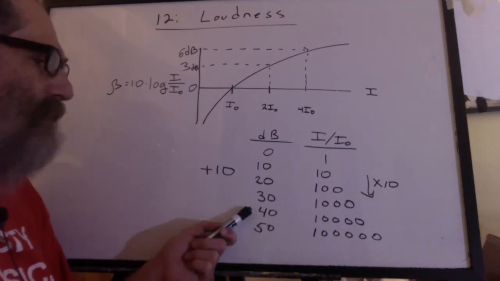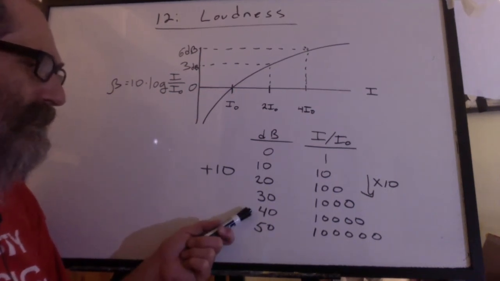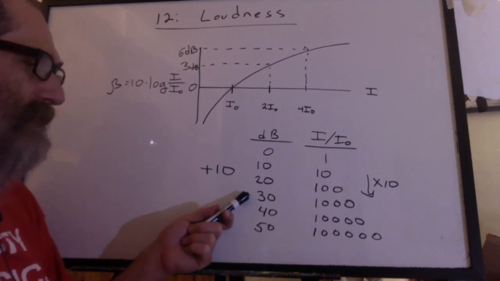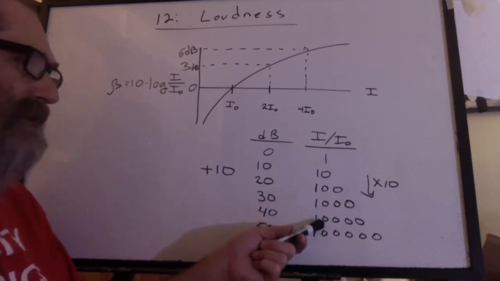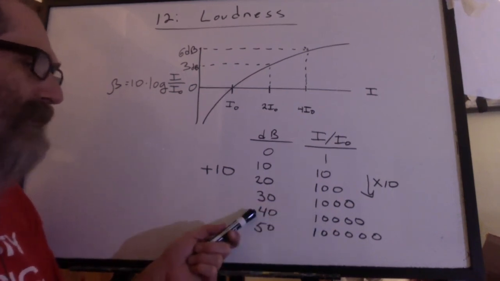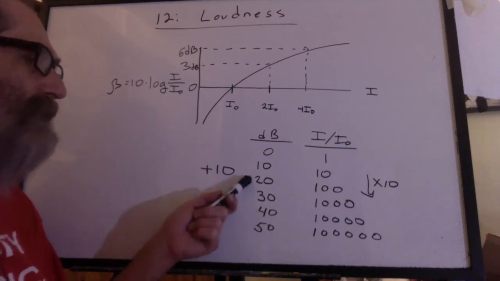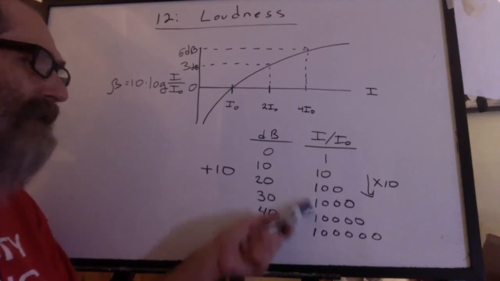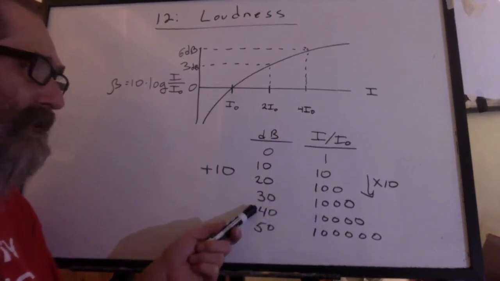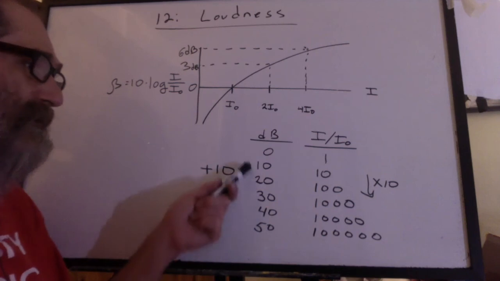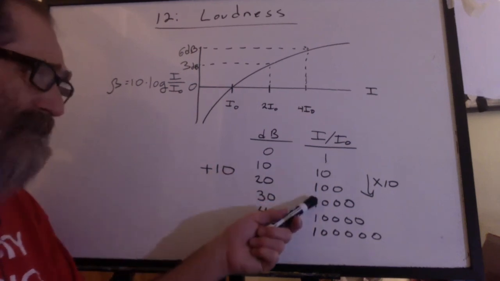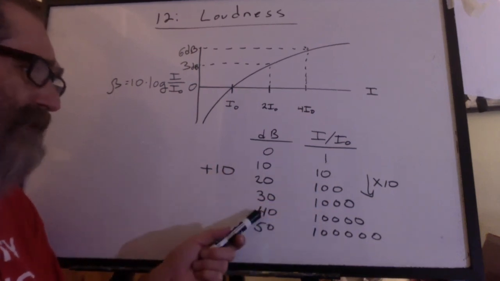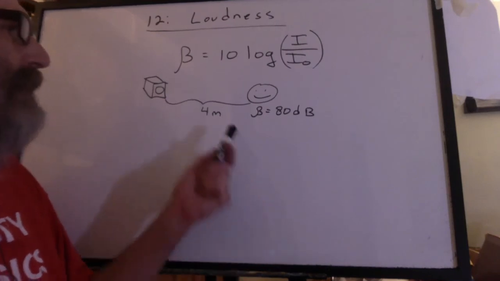So how many times more intense is 40 decibels than, say, 30 decibels? Well, it's 10 times the intensity. How many times more intense is 40 decibels than 20 decibels? Well, it's going to be times 10 again. That's 100 times. So 40 decibels versus 10 decibels is 10 times 10 times 10. It's 1,000 times.